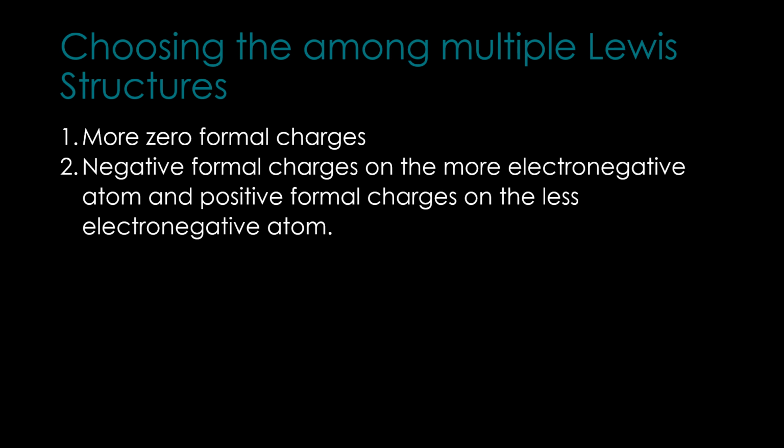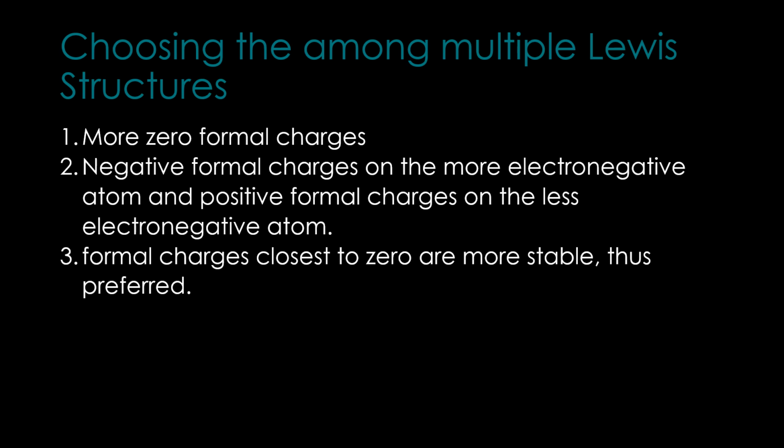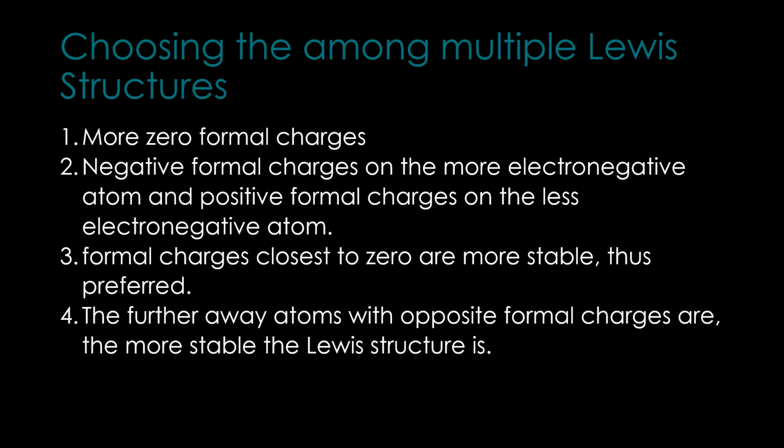Now let's see how to choose the more preferred or the most preferred Lewis structure when we have multiple possible Lewis structures. Lewis structures with more zero formal charges are generally preferred. Negative formal charges should be on the more electronegative atom, and positive formal charges should be on the less electronegative atom. Lewis structures with formal charges closest to zero are more stable, thus preferred. And finally, the further away atoms with opposite formal charges are, the more stable the Lewis structure is, and therefore the more preferred that structure is.